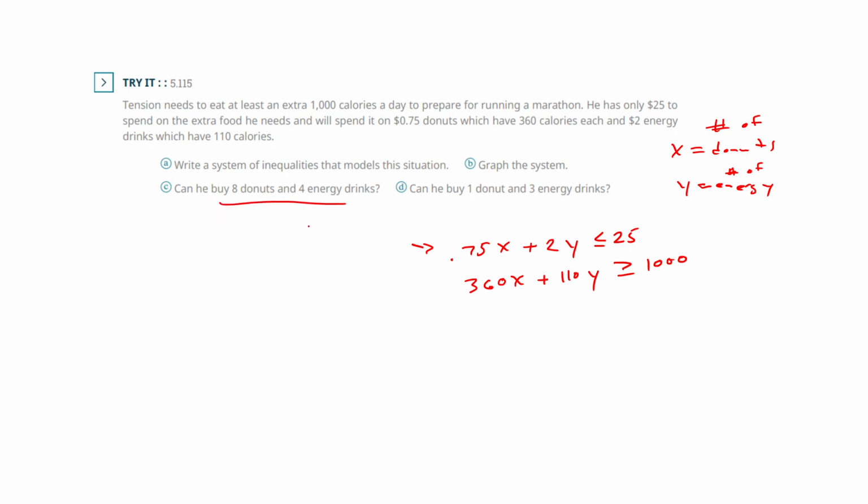I'm going to put in 8 donuts and 4 energy drinks just into these equations and see if it holds true. Now I'm just going to go ahead and put it into the other one as well. I don't know if we'll need it, but now that point has been put into both equations. If it makes the truth, then we are going to be happy. We'll have a solution to the region.